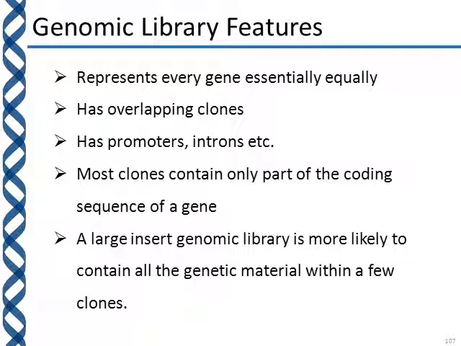So the genomic library features are that they represent every gene essentially equally. They have overlapping clones. They have promoters, introns, etc. Most clones contain only part of the coding sequence of a gene. And a large insert genomic library is more likely to contain all of the genetic material within a few clones.